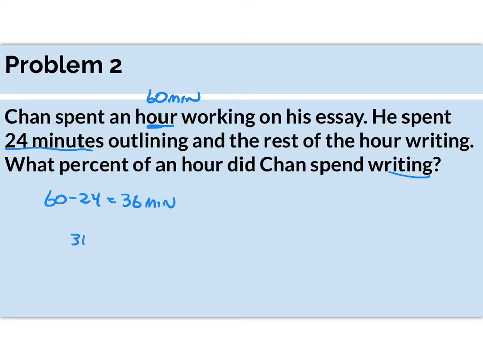So now we have to do 36 divided by 60 to give us the percentage. 60 goes into 36 0 times. We need a 0, decimal point, 6 times 6 is 36. 0.6, he spent 6/10 of the time writing. 6/10 of an hour writing, times 100, gives us 60. So Chan spent 60% of the time writing and 40% of the time outlining.